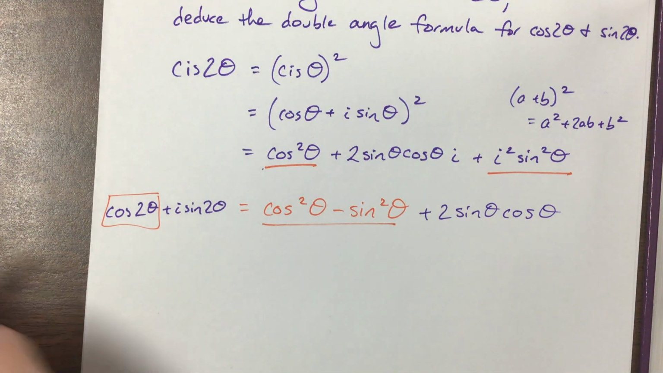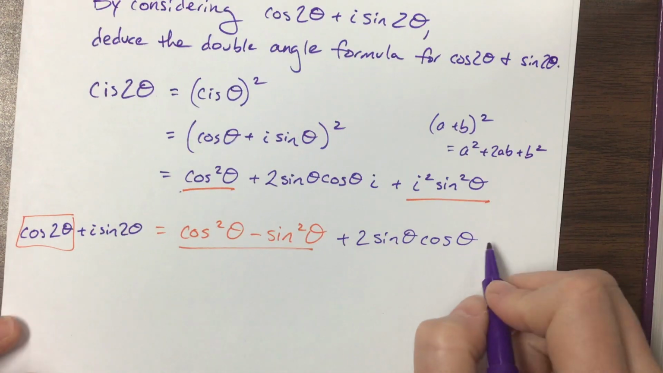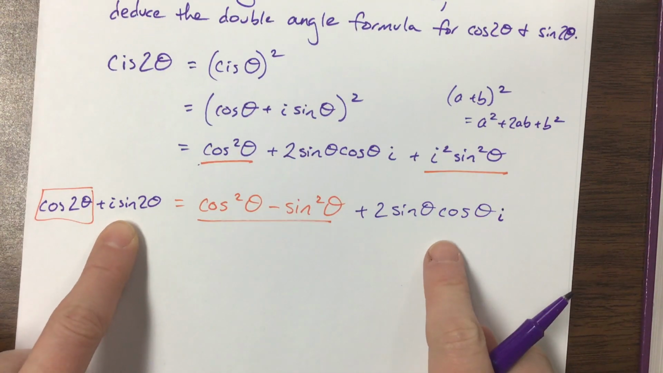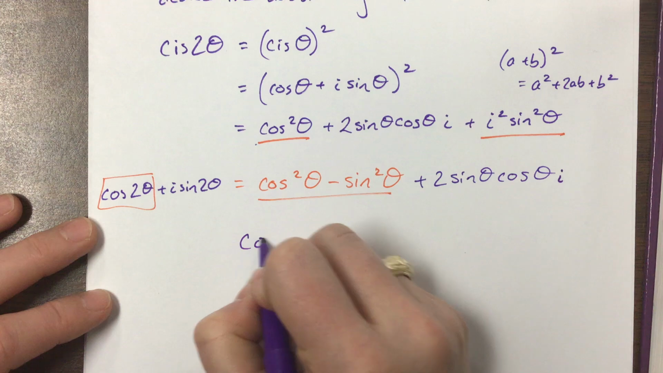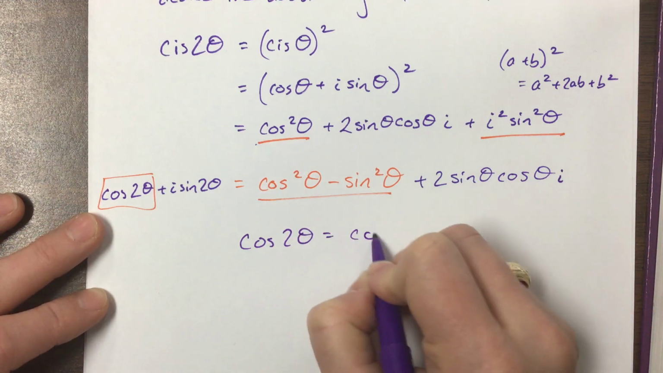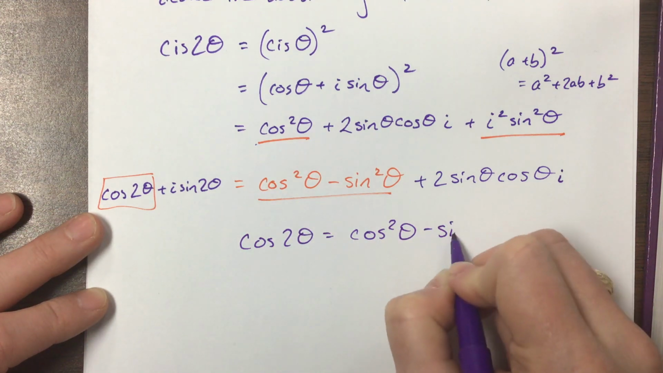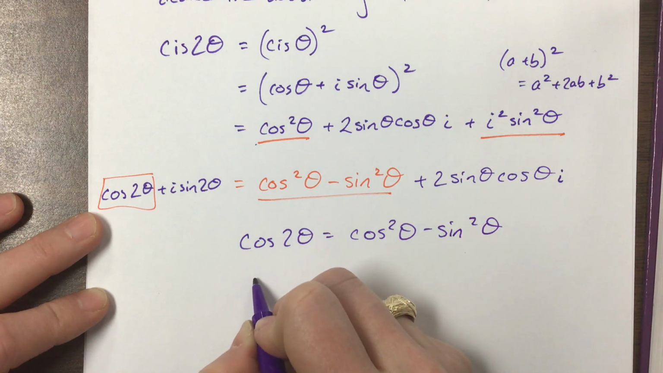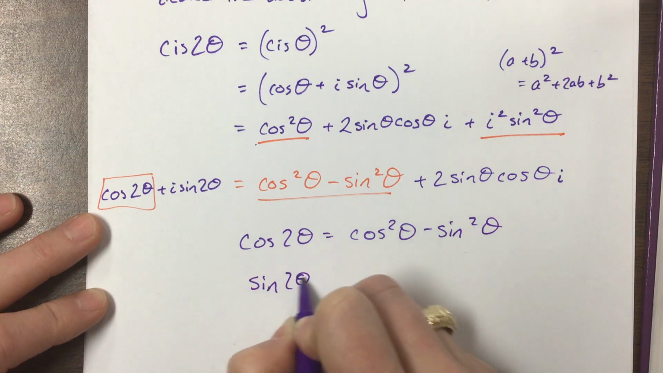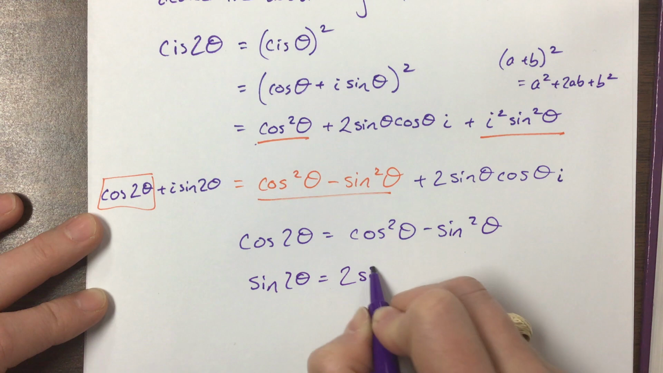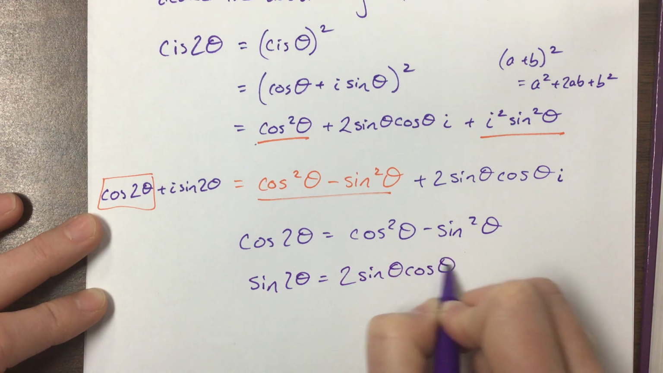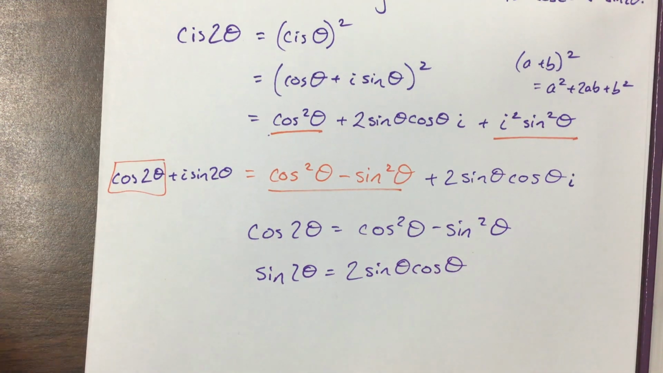Oh, I made a mistake. This i needs to show up right here. Imaginary with imaginary, okay? So this just showed us that cosine of 2 theta is equal to cosine squared theta minus sine squared theta, and that sine of 2 theta, that's the imaginary part, is equal to the imaginary part. These formulas should look familiar to you if you have already taken trig.